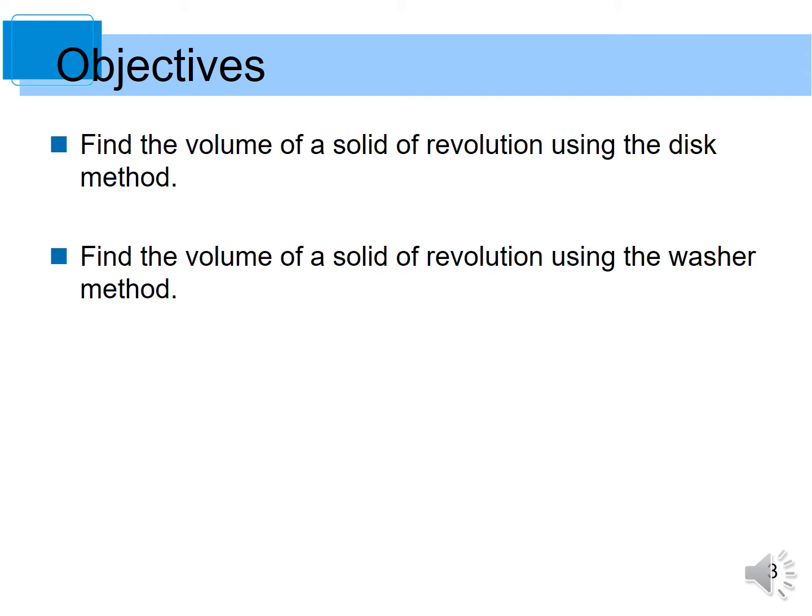In this section, we have two objectives. First, find the volume of a solid of revolution using the disk method. Second, find the volume of a solid of revolution using the washer method.